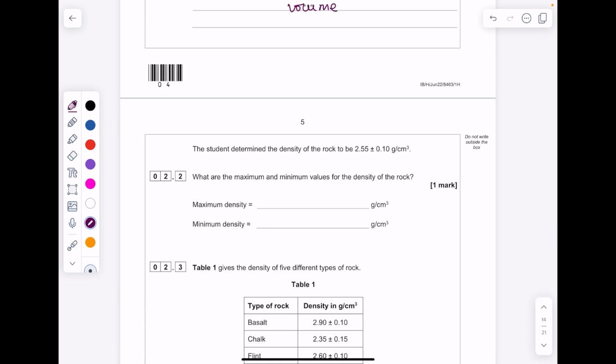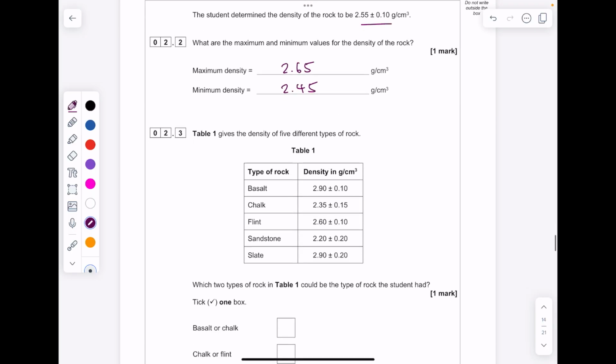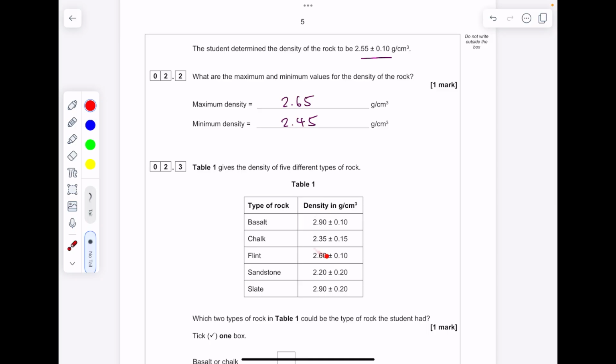The student determined the density of the rock to be 2.55. What are the maximum and minimum values for the density of the rock? So the maximum density is clearly 2.55 plus 0.10. The minimum value will be 2.55 minus 0.10. Table 1 gives the density of 5 different types of rock. Which 2 types of rock in Table 1 could be the type of rock the student had? So we need to match up these values in here. This one has a higher density. At its maximum value, that could be 2.50, which fits in our range. So it could be chalk, could be flint, it's not going to be sandstone, and it's not going to be slate.